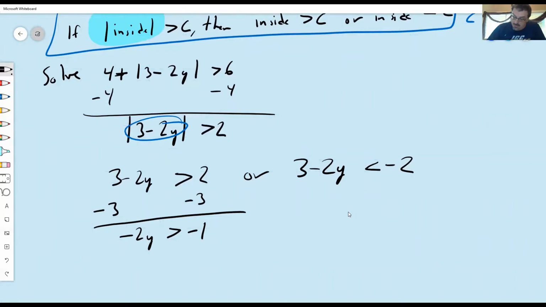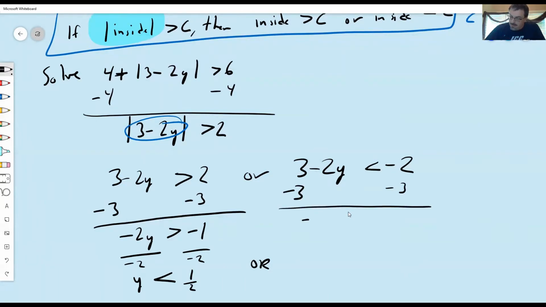And then we're going to divide by minus 2. And remember, when you divide by a negative, the inequality is switching directions. We have y is now less than positive 1/2. Or, so in this one, it's going to solve almost the same. Minus 2y is less than minus 5. Divide by minus 2, divide by minus 2. Y is greater than, because I divide by negative, 5 over 2.